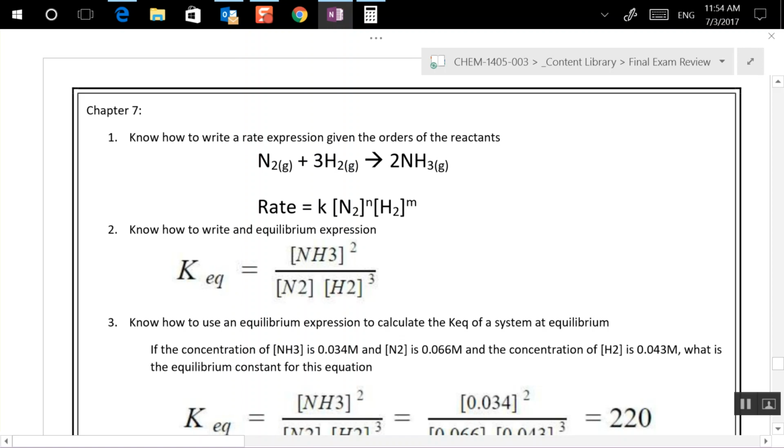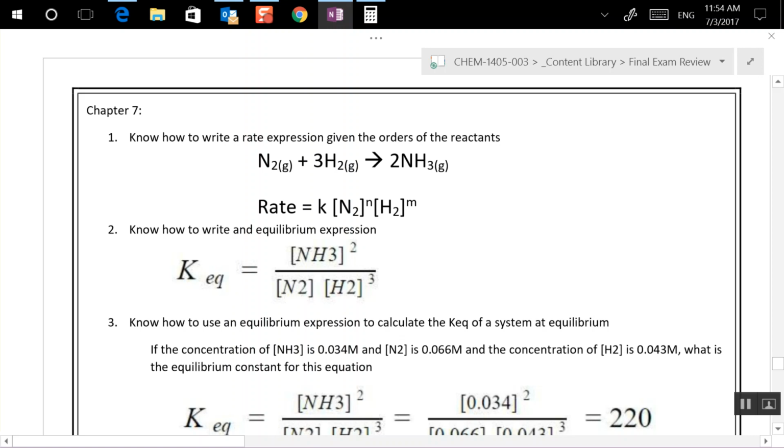Know how to write a rate expression. I showed you the rate expression right here. That's the general form. When would I ever change n and m to something else? If they tell you what they are. Do I use the coefficients? No. Why am I asking you that question? Because that's a common mistake. Why is it a common mistake? Because with equilibrium, you do use the coefficients.